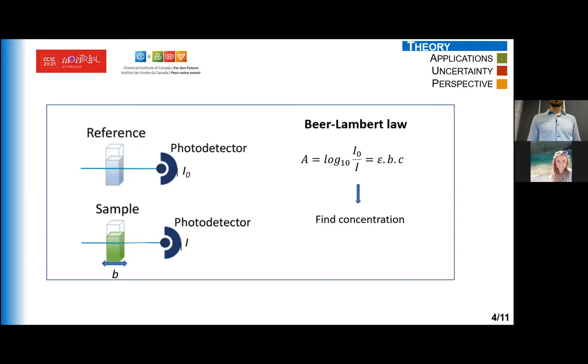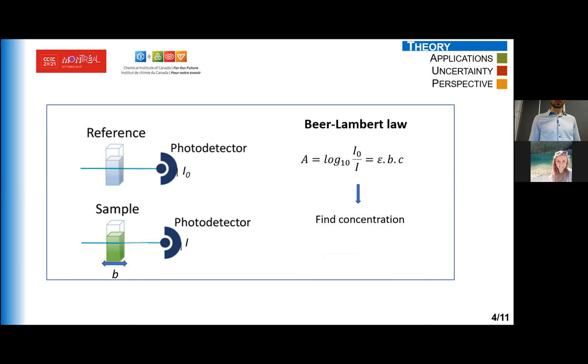And how this is really measured: after the light passes through the samples on the photodetector, we're going to see the intensity of that light, and this intensity is going to be related in the Beer-Lambert law. And typically, what we want with the technique is to find the concentration.